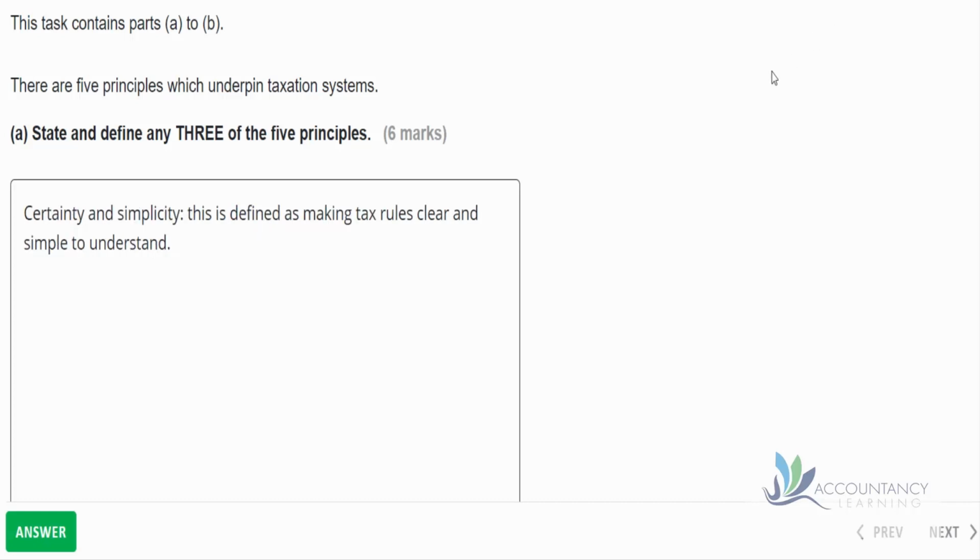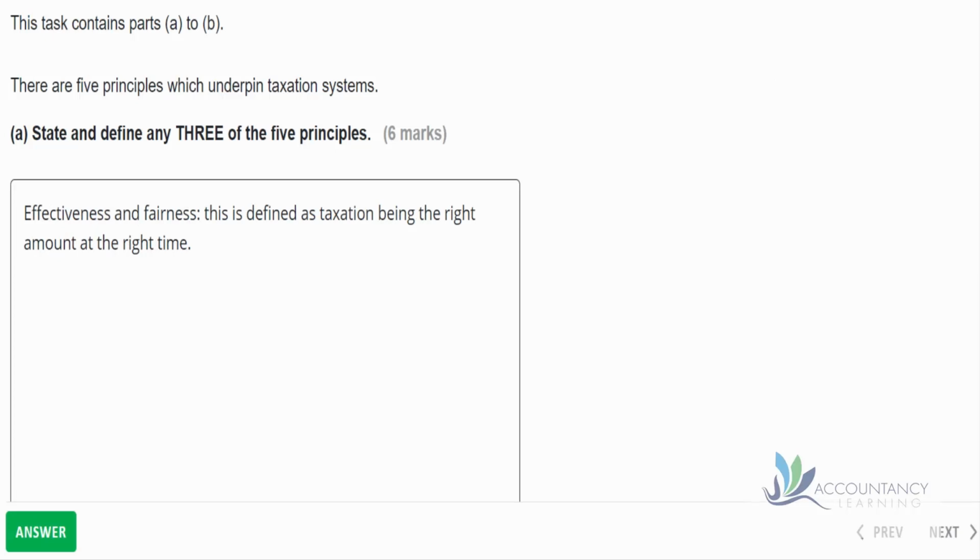The third principle is that of certainty and simplicity. So this is defined as making the tax rules clear and simple to understand. So we've got 2 ideas here. So in terms of simplicity, we want to have simple rules so that individuals can apply those tax rules without any excessive cost of having to get experts to help them. So it should be simple for the users to use. But we also have the certainty that when we apply those rules, we're going to come up with a number. So when individuals calculate their tax for themselves, then the number they've calculated is actually the number they need to pay. And they don't have to worry about having to pay a different amount because the system isn't working properly.